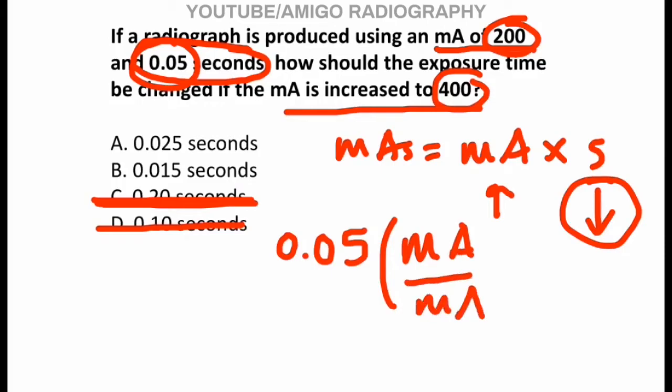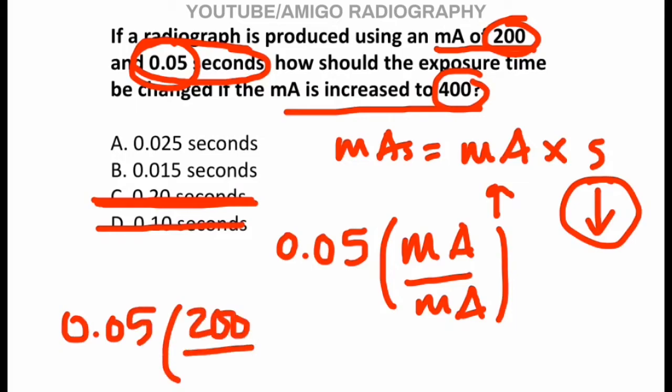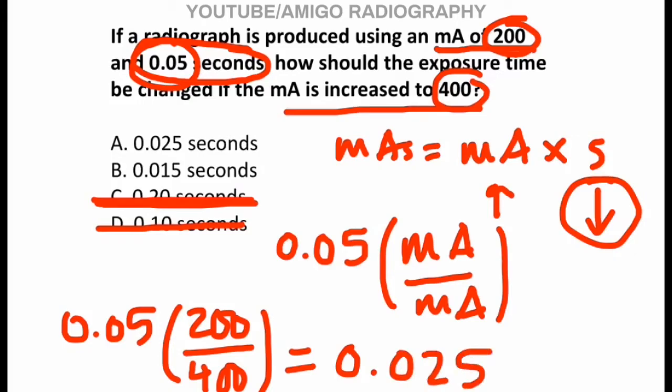This is the idea of reciprocity. But which MA do we put on top? Which MA do we put on bottom? Well, remember, we need our exposure time to decrease. And so the only way to do that is to multiply our exposure time times 200 MA over 400 MA. And when you do that, that fraction does decrease your exposure time to 0.025 seconds. And so we know that A is the correct answer.